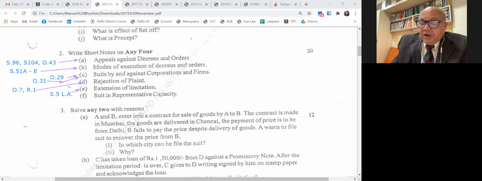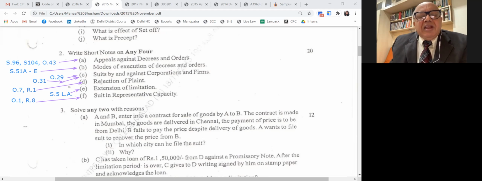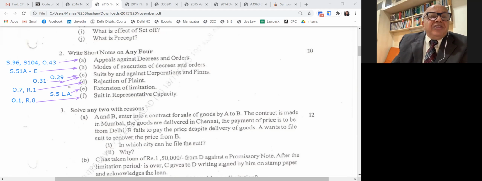Okay. Suit in a representative capacity, Order 1 Rule 8. A person can sue for himself and on behalf of others, obtaining the leave of the court. It is a representative suit, for example suits under Sections 91 and 92. More than two persons obtain the leave of the court, or the permission of the Advocate General, to file the suit. So they are representative characters. It is not only for the benefit of the plaintiff but for the benefit of the general public, almost everybody. Okay, that we have dealt with.